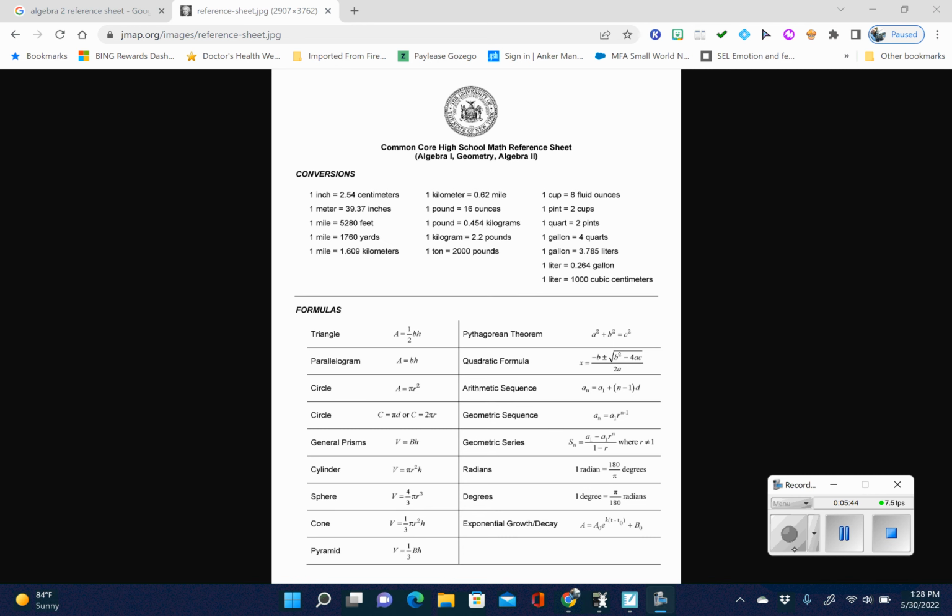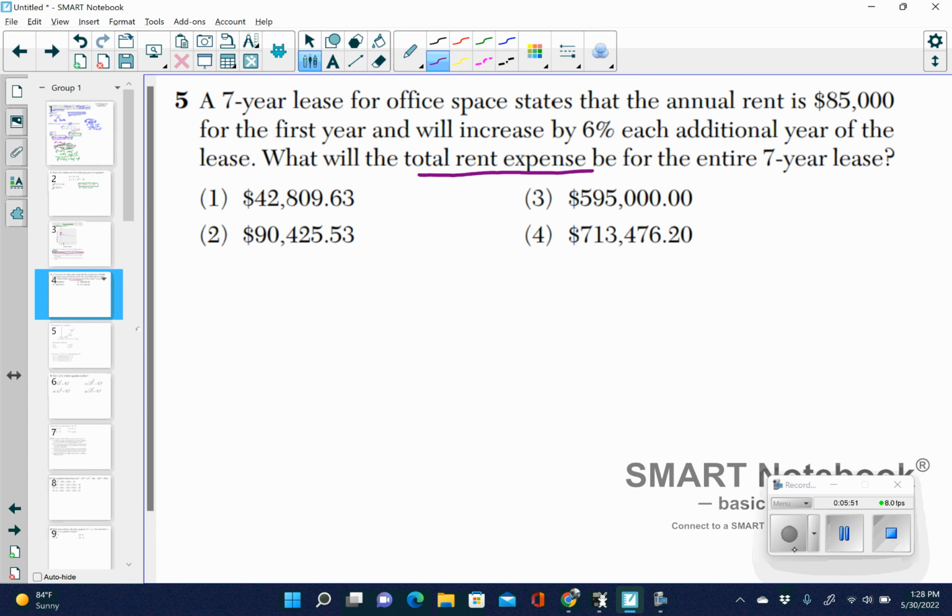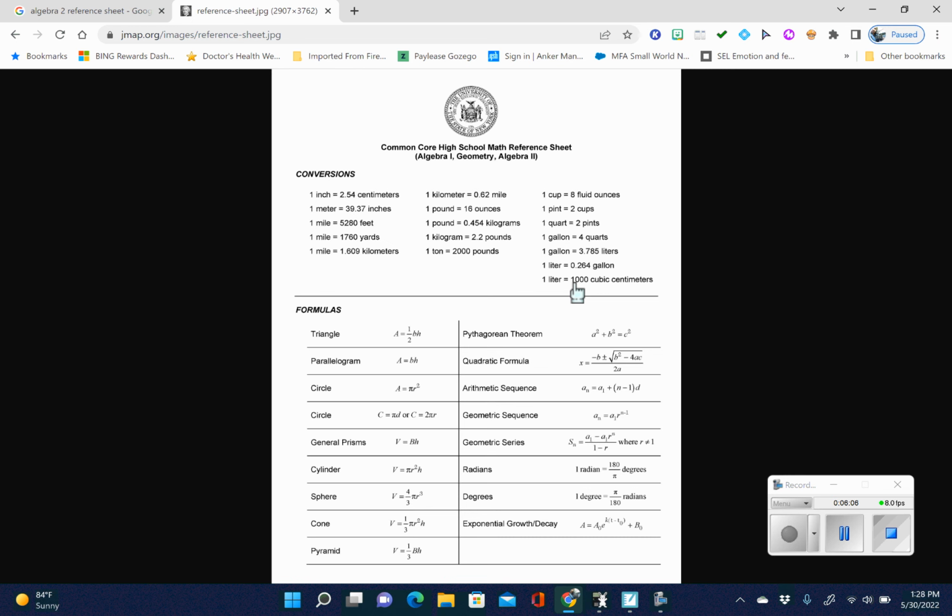All right, so here's our reference sheet. And so we can see that in looking at this question, her annual rent is 85,000 and it's increasing 6% each additional year. And the keyword here is total rent. Okay, so we're looking to see if we take all of those and add them up. So if I look at my reference sheet right here, we're looking for a geometric series, as opposed to a sequence, because this is telling us the total. We're taking all of these and adding them up.